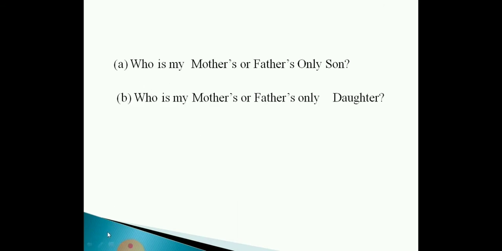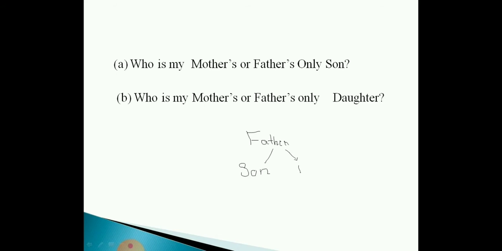So next I'm asking you two questions. Who is my mother's or my father's only son? And who is my mother's or father's only daughter? Here, suppose a father has one son and one daughter.